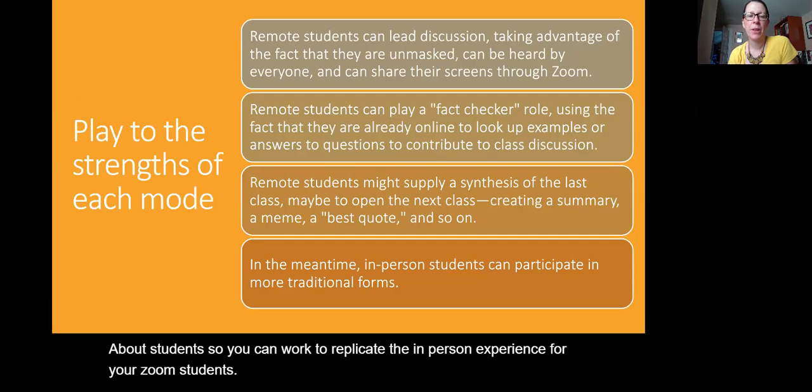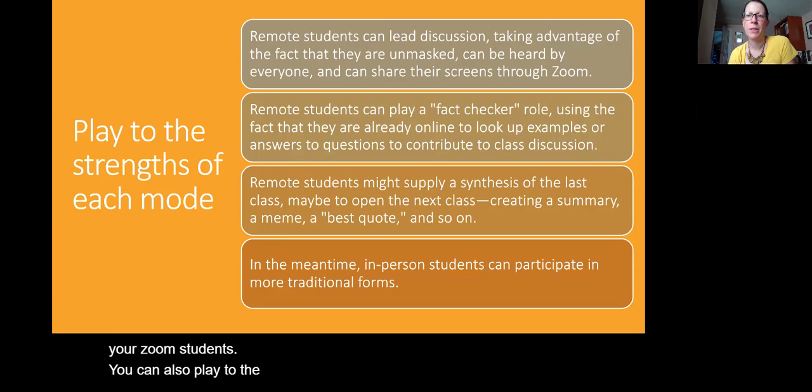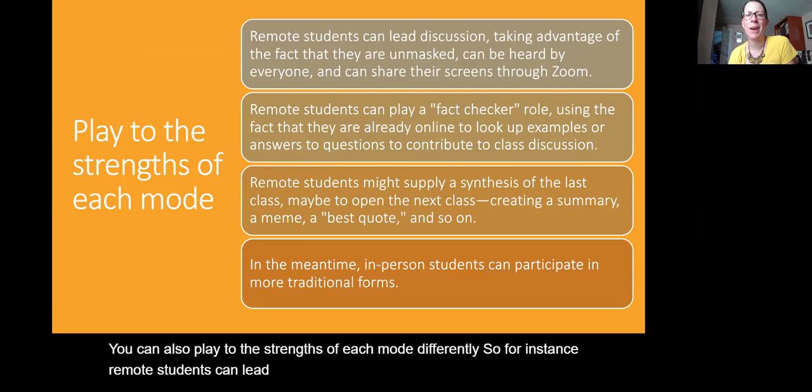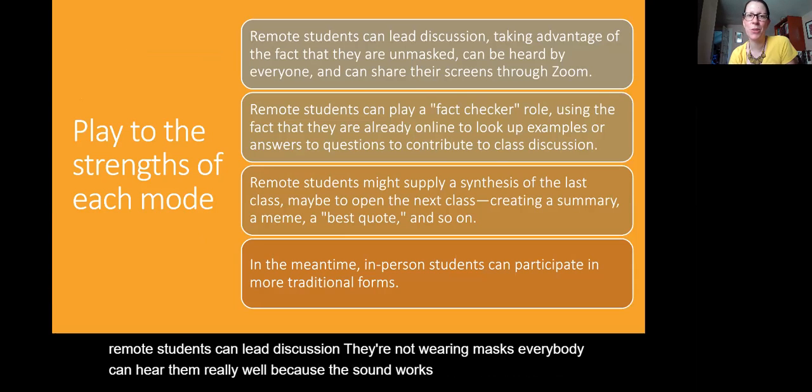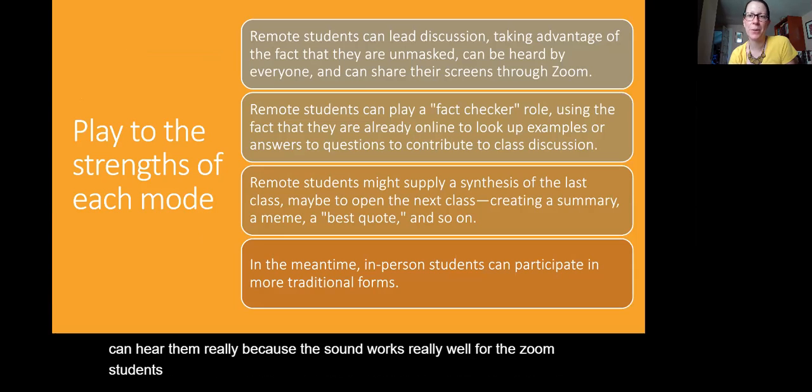You can also play to the strengths of each mode differently. So for instance, remote students can lead discussion. They are not wearing masks. Everybody can hear them really well because the sound works really well for the Zoom students to be heard in the classroom. And they can also share their screens.